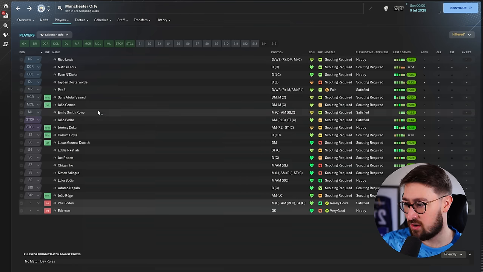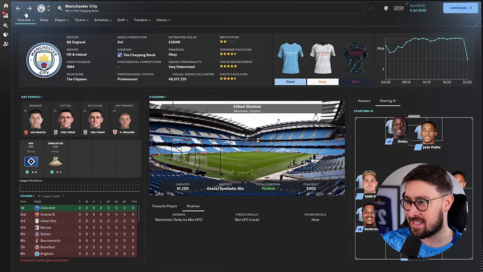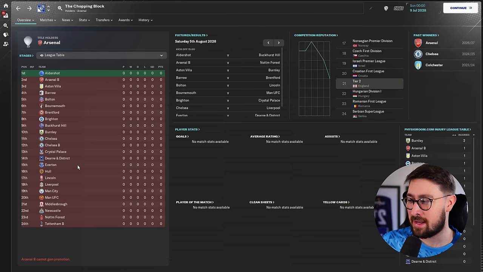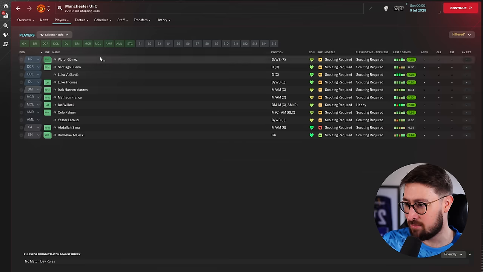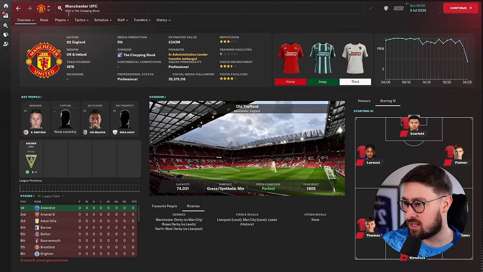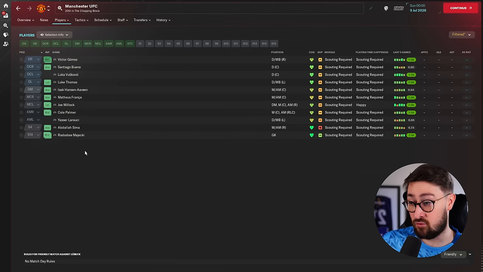Evan and Dicker, Rico Lewis. Again, where's Edison's on international duty? It's still a pretty strong team, isn't it? Eddie Nketiah has ended up there. Javi Gracia is their manager. Manchester United, any big movers here? Sorry, who was that? Knutson is their manager. Okay. Really small squad. They've really trimmed their squad down. Cole Palmer's there. Joey Dubs, love him.